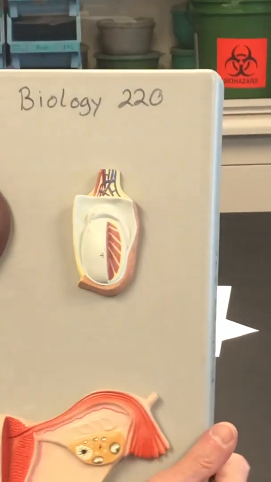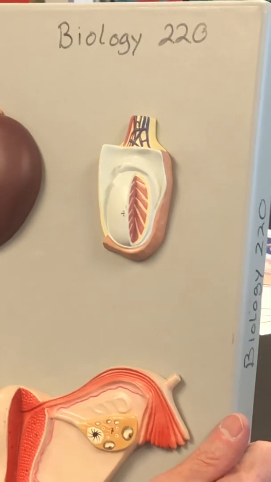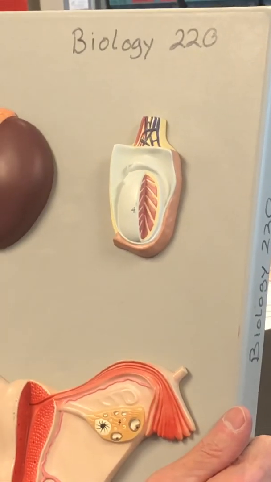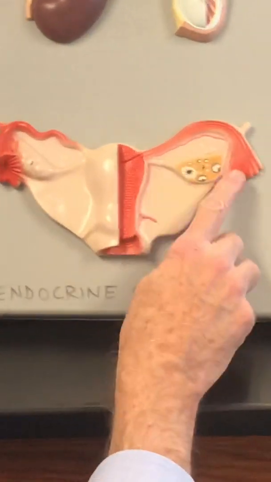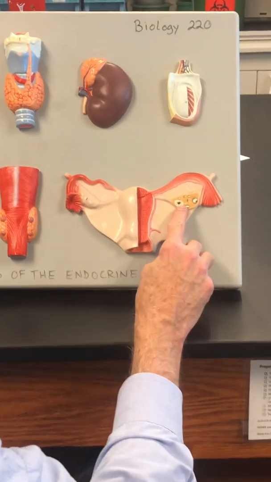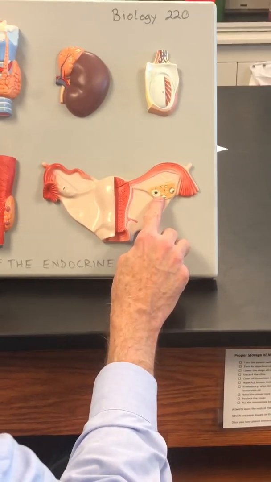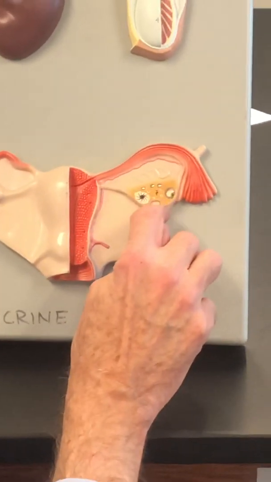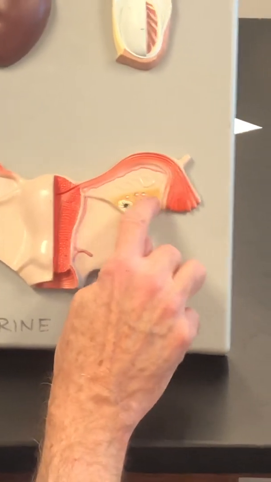scrotum, testis. So inside these little compartments, you would have seminiferous tubules and the testosterone producing interstitial cells or lining cells. Here we have a partially sectioned uterus and a frontally sectioned ovary here. So we have a left ovary over here, and you can see the little follicles, all the little ovarian follicles, increasing in size, becoming more mature.